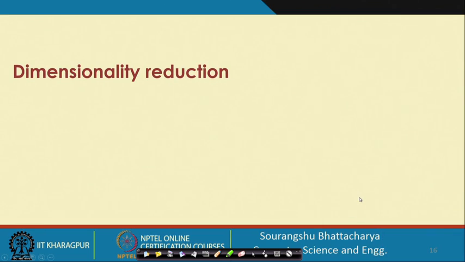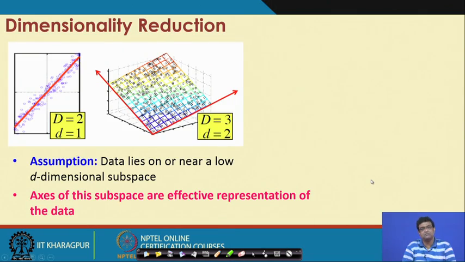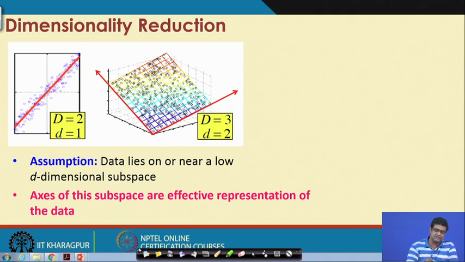Now, the second topic that we will be covering here is dimensionality reduction. So, what is the dimensionality reduction problem? Many times we have to process a lot of data, and we assume that the data lies in a low dimensional subspace. For example, in this case your data is 2 dimensional, but as you can see most of the data is around this line, which is a 1 dimensional subspace, or in this case most of the data is around this plane, which is a 2 dimensional subspace of the 3 dimensional space.